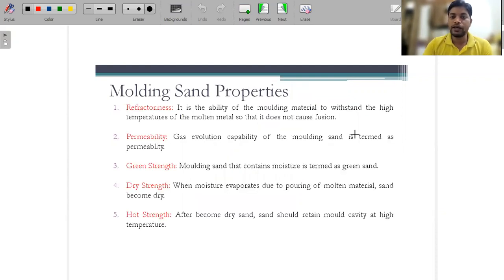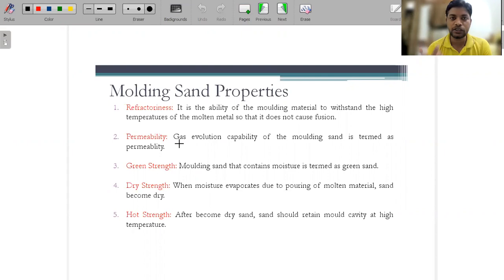In the last lecture we also discussed the properties affiliated with the molding sand, which we have to keep in mind while selecting it. These are the five basic properties. First is refractoriness: the sand should withstand the high temperature reached during molding. Then permeability: whatever gas or air is entrapped should not become part of the mold cavity, otherwise it will create a casting defect.